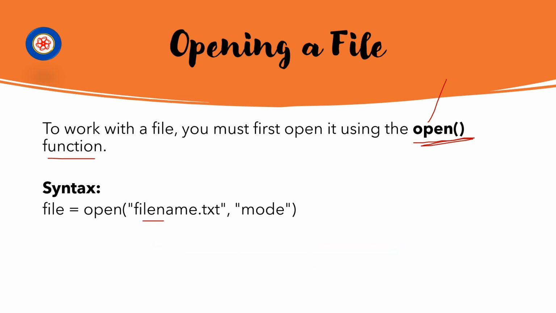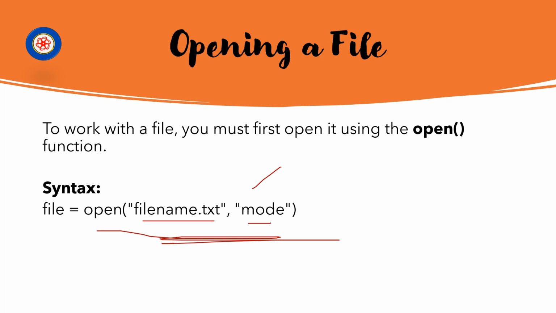This is the name of the file you want to open. It can also include the file path if the file is not in the same directory as your script. Next, mode. This mode specifies the operation you want to perform on the file. The result of this open function is a file object which is assigned to the variable file. The file object can be used to perform various operations like reading, writing or closing the file.